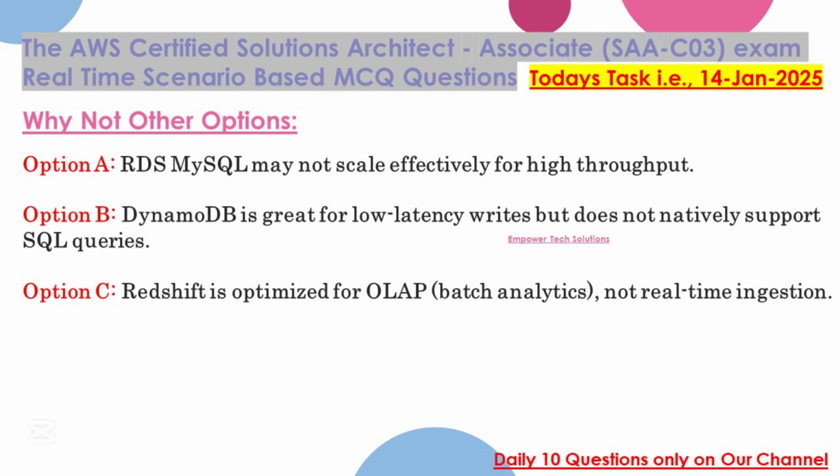Why not other options? Option A. RDS MySQL may not scale effectively for high throughput. Option B. DynamoDB is great for low-latency writes, but does not natively support SQL queries. Option C. Redshift is optimized for OLAP, batch analytics, not real-time ingestion.